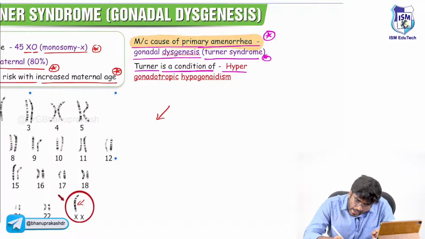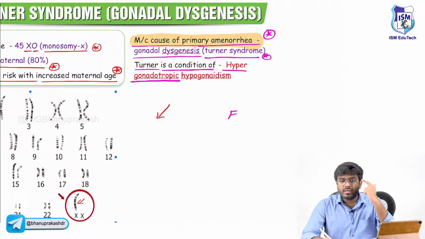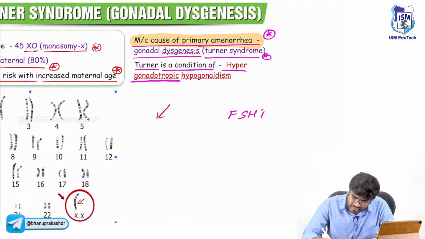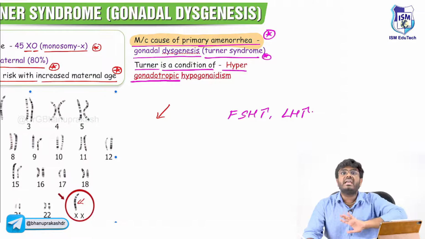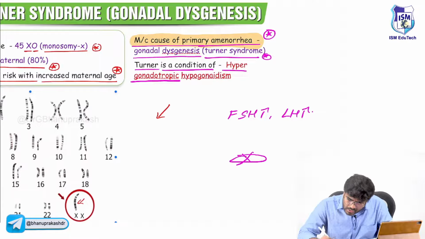Sir, there is hypergonadotropic. Hypergonadotropic means the gonadotropic hormones are high. There is no problem in the brain. There is no problem in the hypothalamus, or there is no problem in the anterior pituitary. So FSH levels are elevated. LH levels are elevated. There is high FSH, high LH, sir. Why? Because ovaries are not developed.